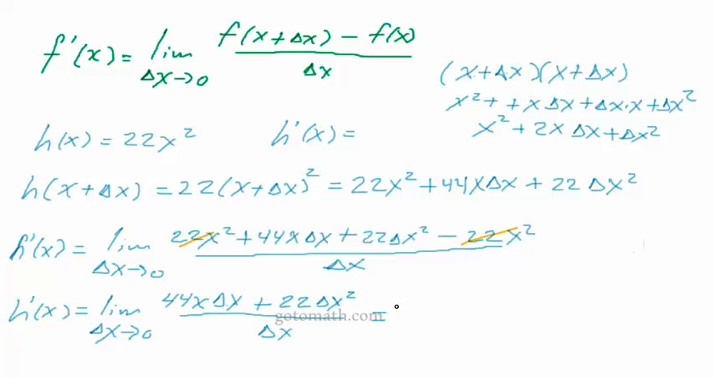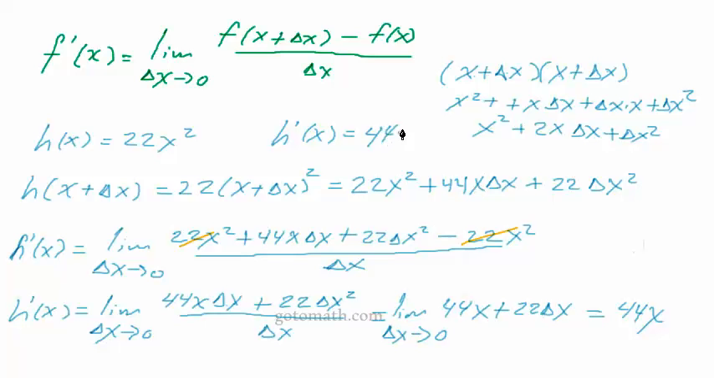And I guess I'm just going to write it like this, trying not to scroll on the screen so you can keep your eye on everything. We end up with 44x plus 22 delta x, after we cancel out the delta x's. And now we can go ahead and do the direct substitution, plugging 0 in for delta x, so this is going to become 0, and we're just left with 44x. That's it. So we finally found it.